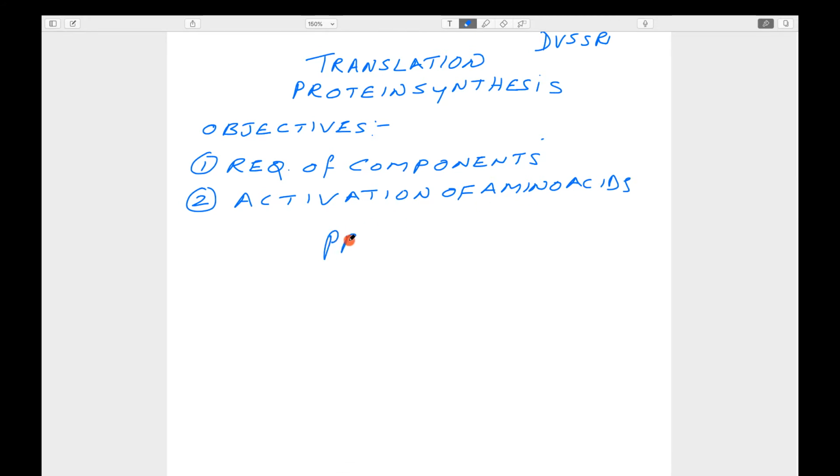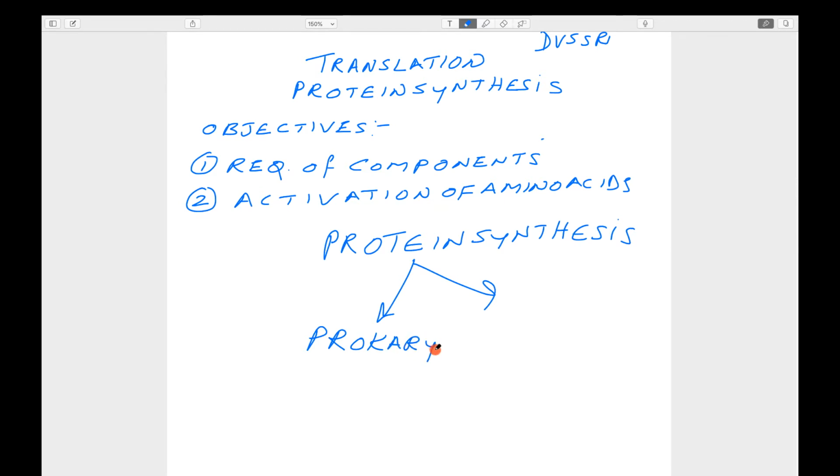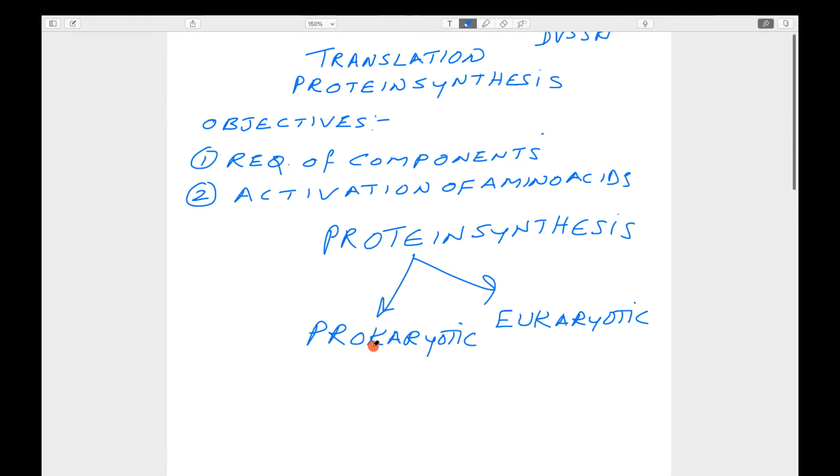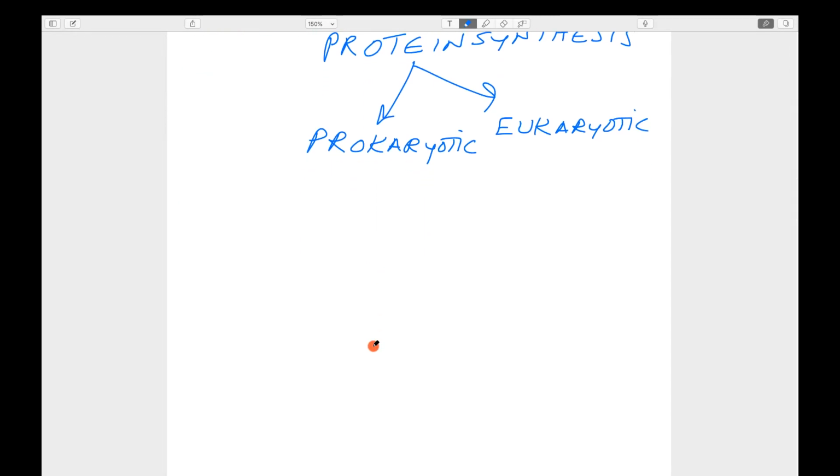When you see protein synthesis in eukaryotes and prokaryotes, the way it takes place may have a lot of similarities, like initiation, elongation and termination. But in comparison to the prokaryotic system, the eukaryotic system is much more complex. We'll study both the prokaryotic and eukaryotic systems. First we'll take up the prokaryotes and later eukaryotes, so that it will be easy for us to understand.